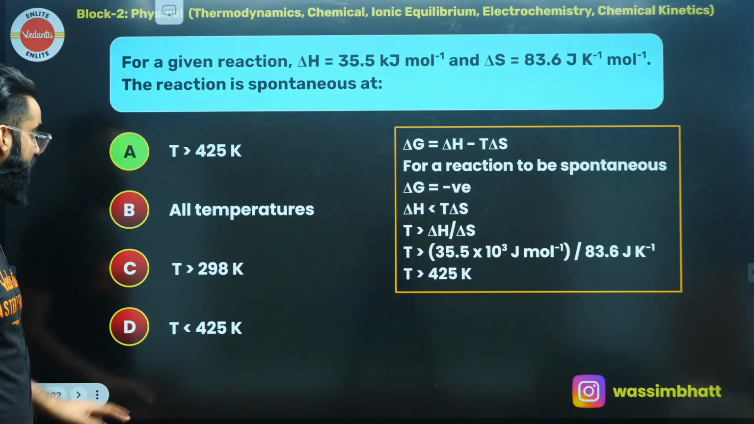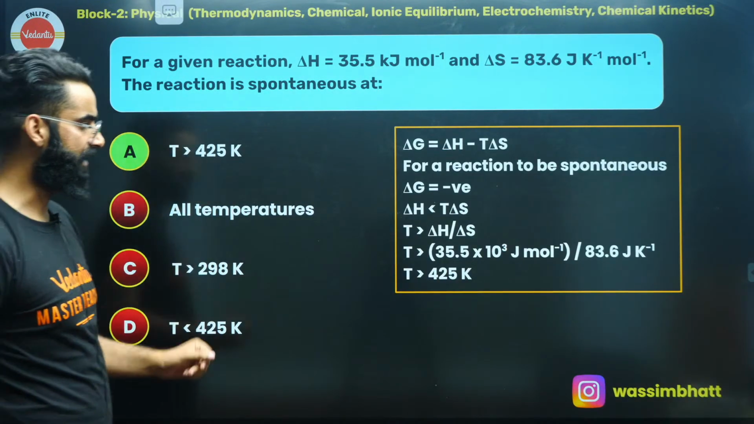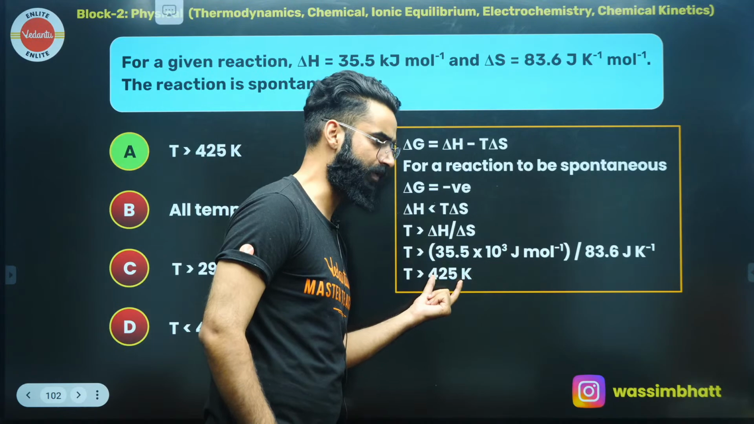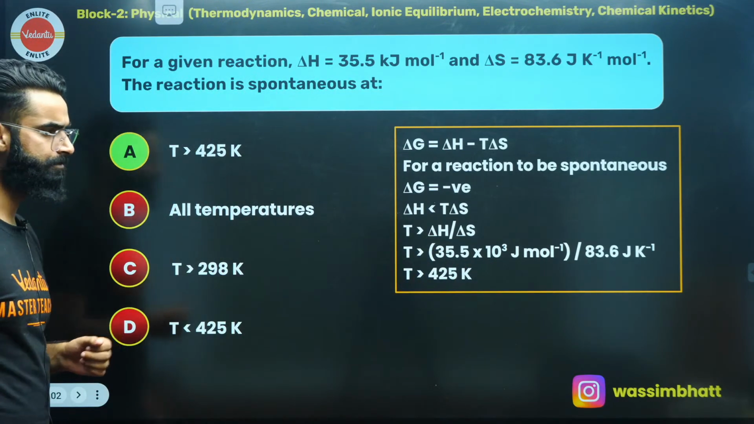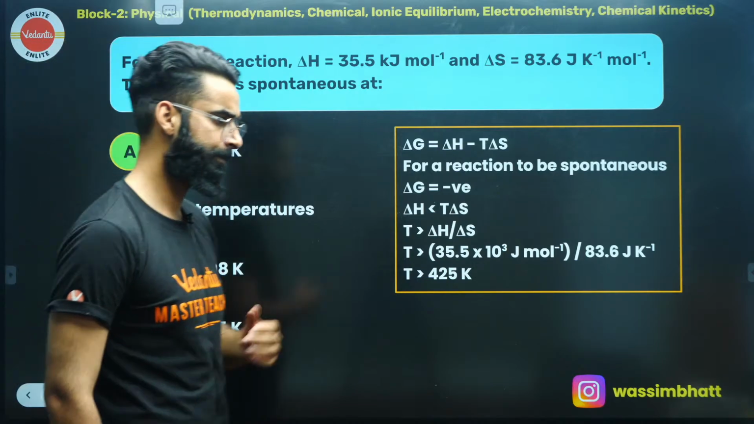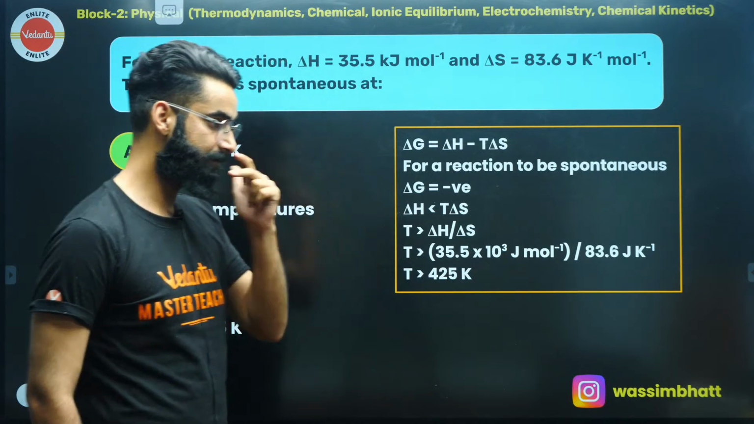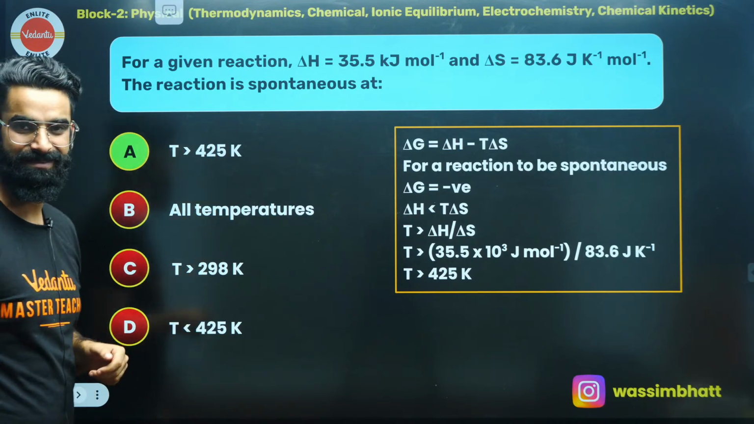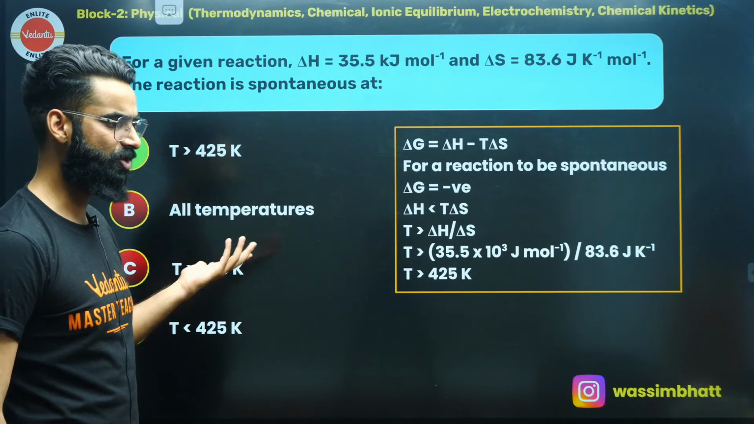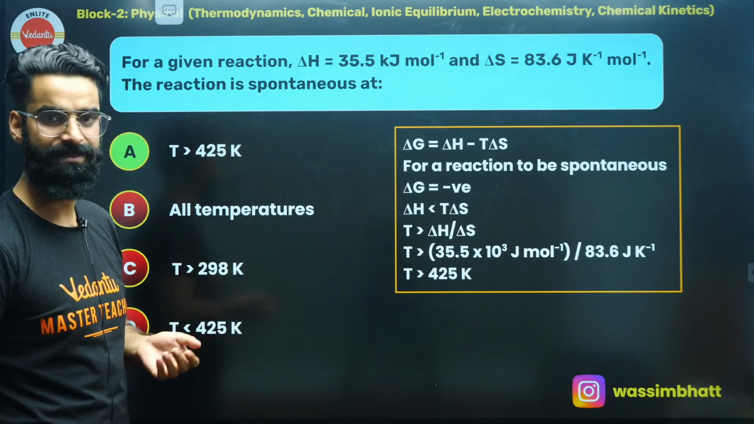Perfect. So the final answer of the question will be 425. After solving this particular term, you'll be getting 425. So the temperature has to be greater than 425 Kelvin. Then only we can say the process is spontaneous, right? Yes, as simple as that. Darshini, you cannot find it like this, right? A reaction should be given to you, then only you can say.